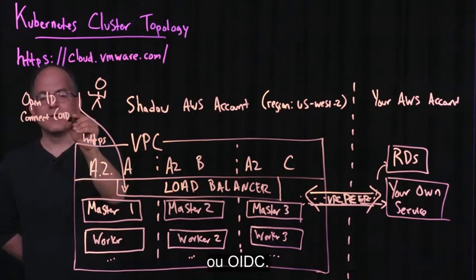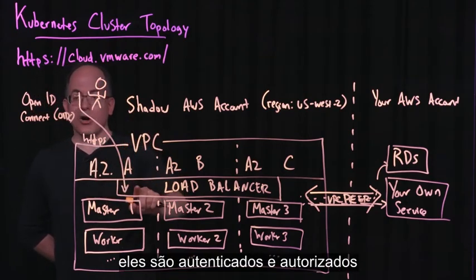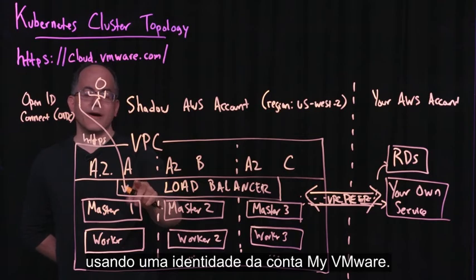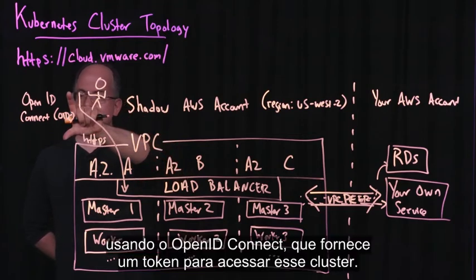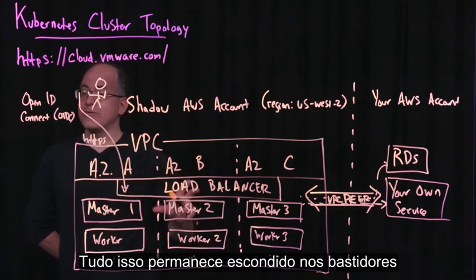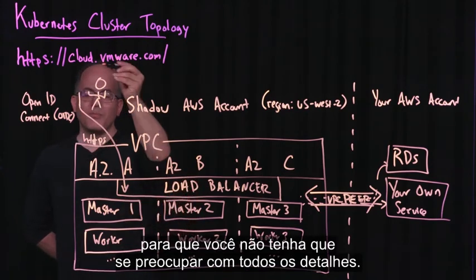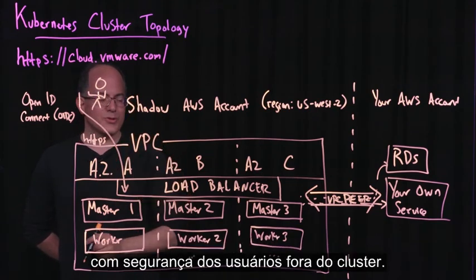or OIDC. So when users authenticate, they are going to be authenticated and authorized using their identity that comes from their My VMware account. They're going to access the cluster using OpenID Connect, which gives you a token to access this cluster. This is all hidden behind the scenes. You don't have to worry about all the details. The point is that we are securely authenticating and authorizing the users who are external to the cluster.